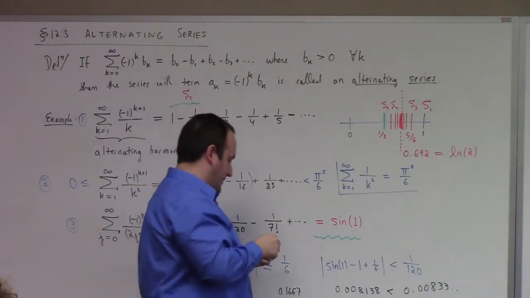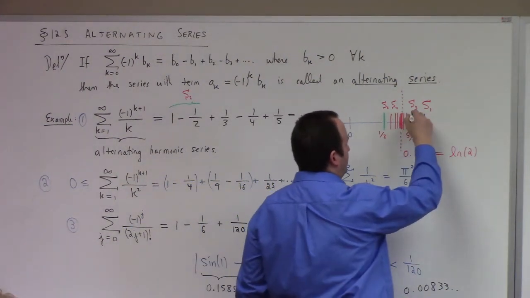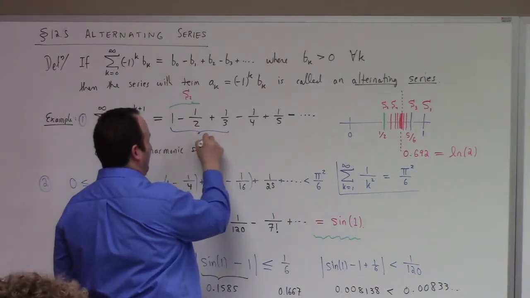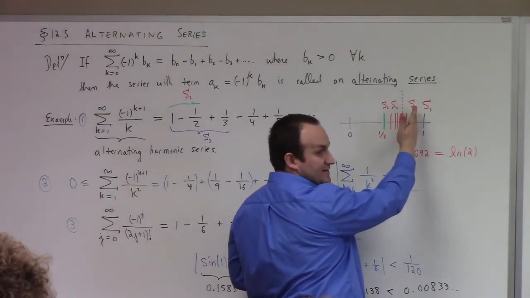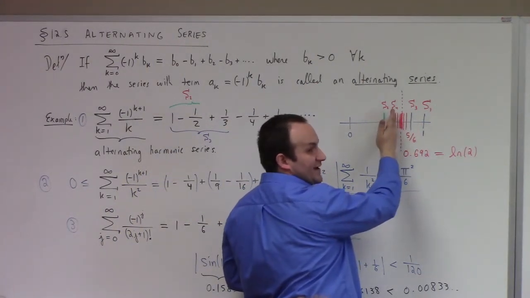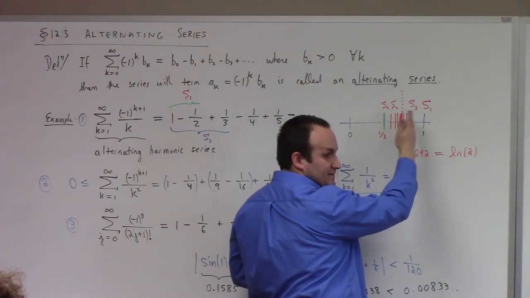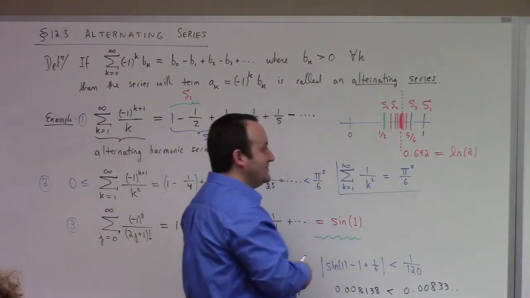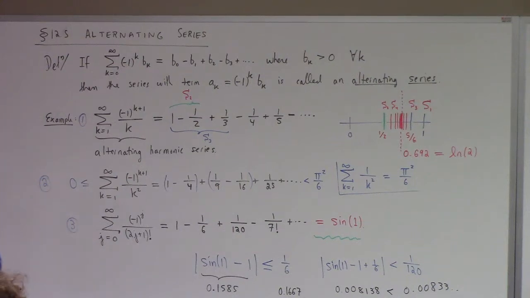Then where's S3? Yeah, 5/6. So S3 would be the sum of the first 3. And then what is S4? Well, S4 subtracts a fourth, so it goes back here. S5 adds a fifth to that, like this. And then we subtract a sixth, add a seventh, subtract an eighth, add a ninth, and so forth and so on. And you go back and forth like that. Obviously, it converges to 0.692, the natural log of 2.